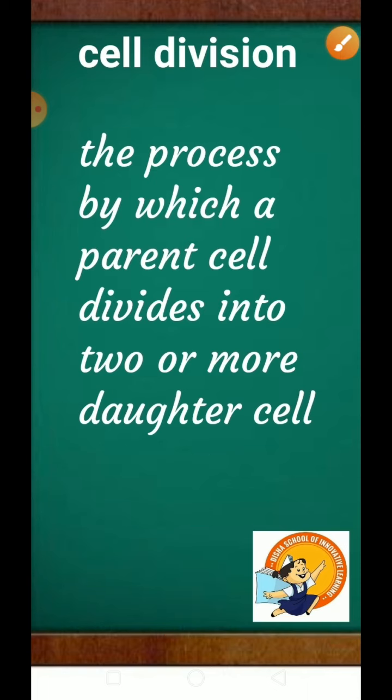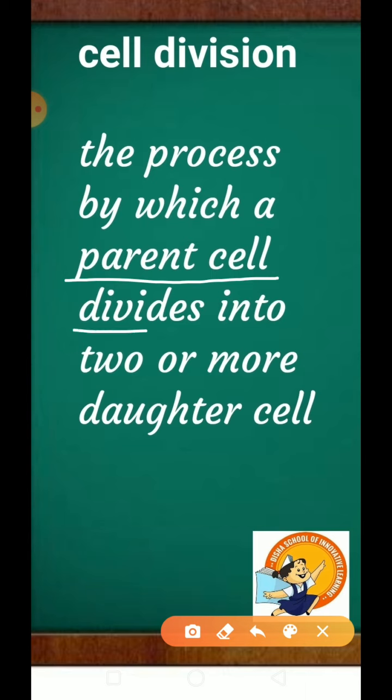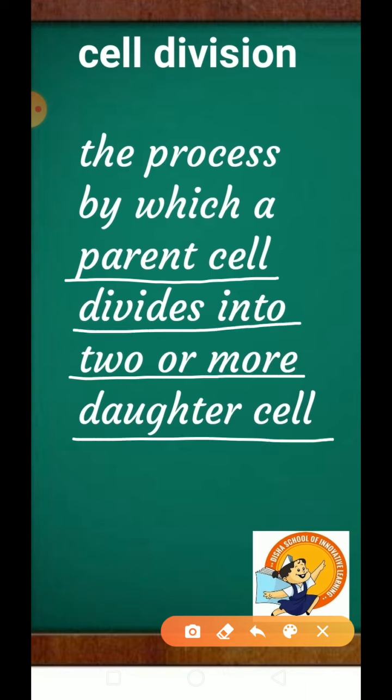So what is cell division? It is the process in which the parent cell divides into 2 or more daughter cells. This is cell division.